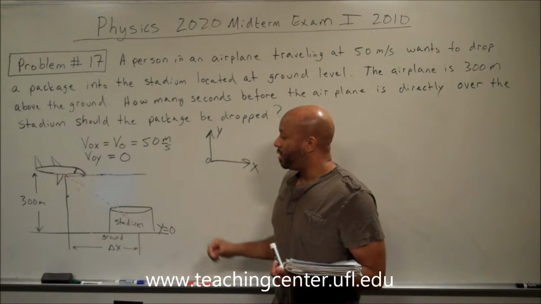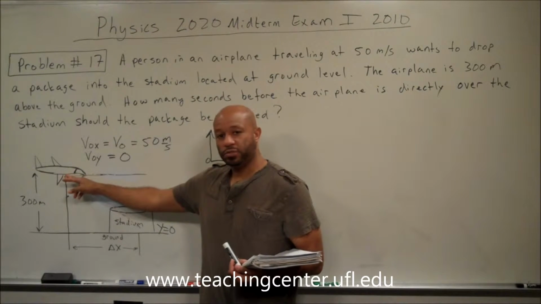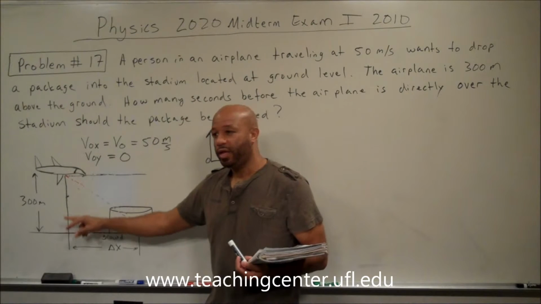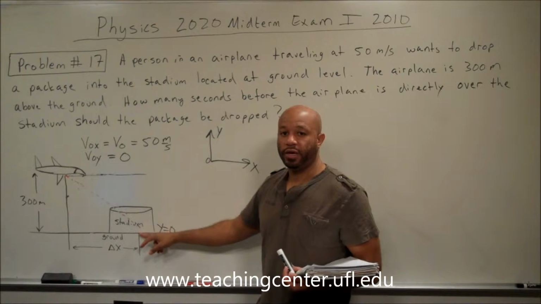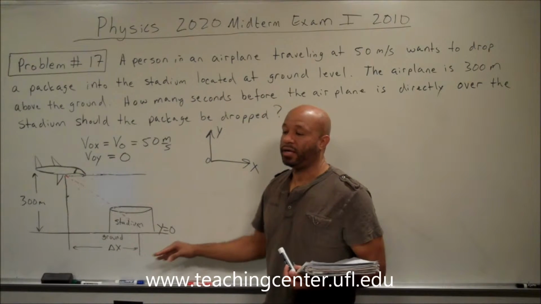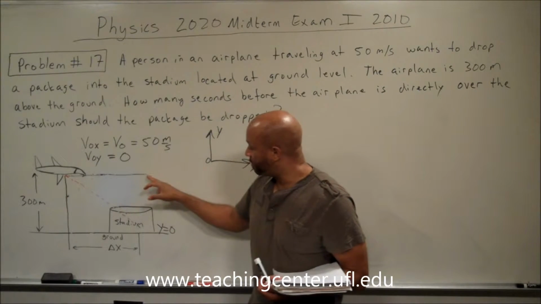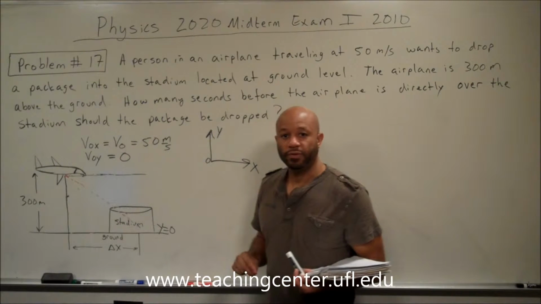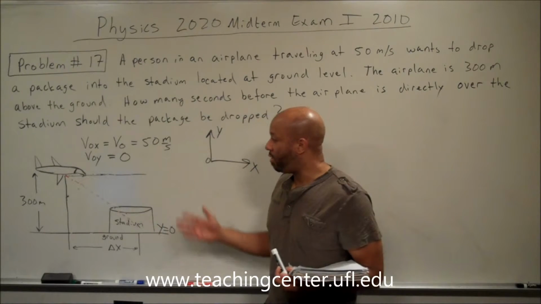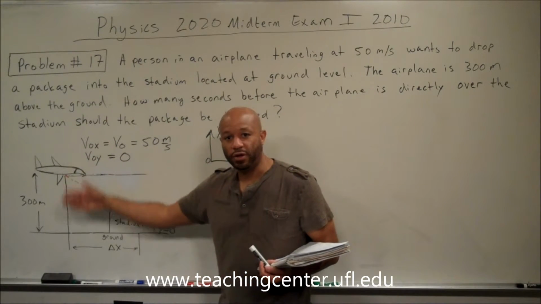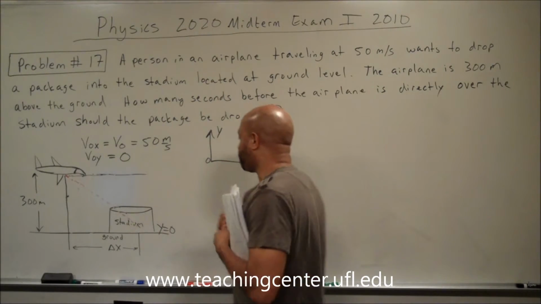That means that the time that an object takes to fall from this 300 meter height to the ground is the same time that it's going to take to hit this point in the stadium, because gravity is only acting in the y direction, so the distance that it travels from here to here is the same distance that it travels from here to there. So basically all we need to do is find out how much time it's going to take for this object to fall to the ground if we dropped it straight down.